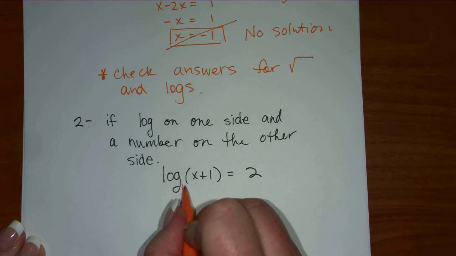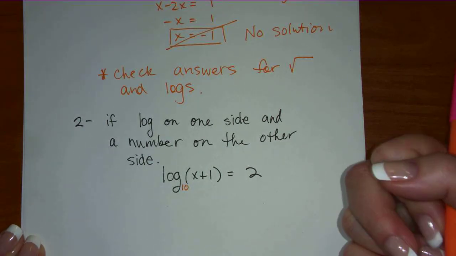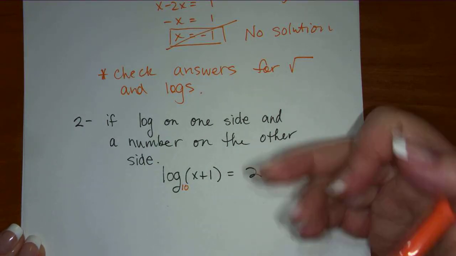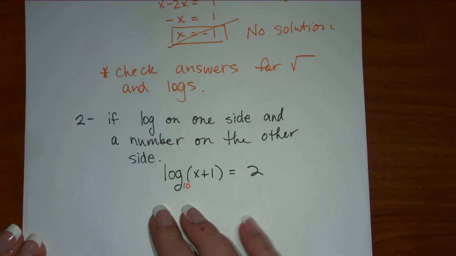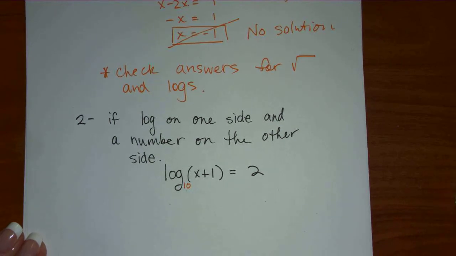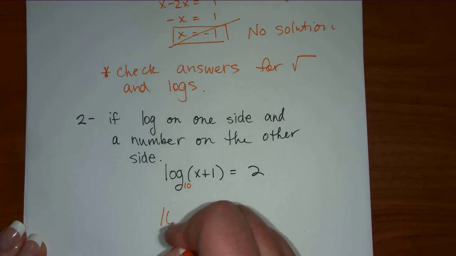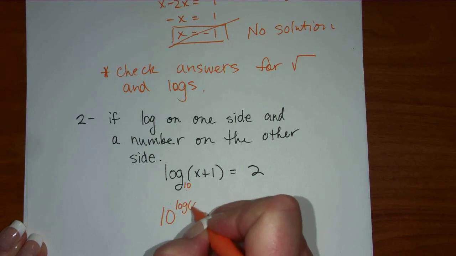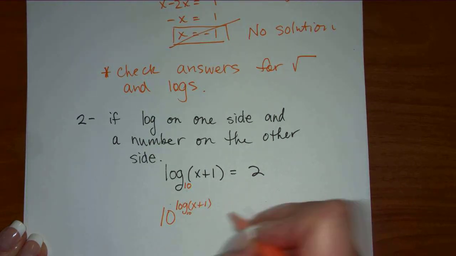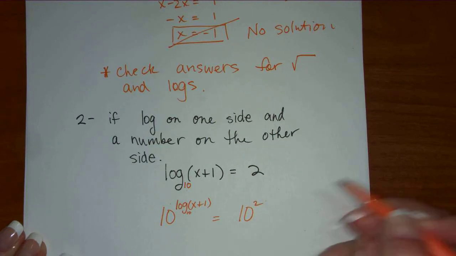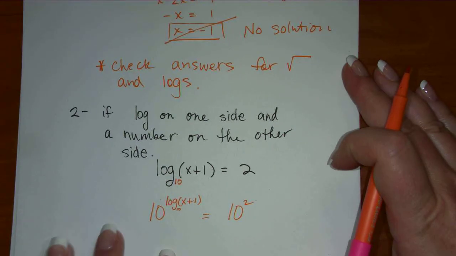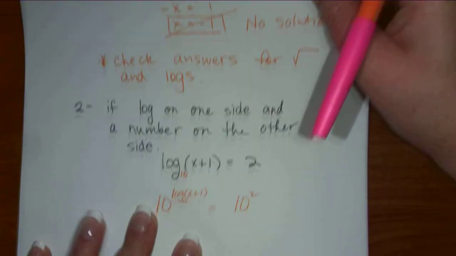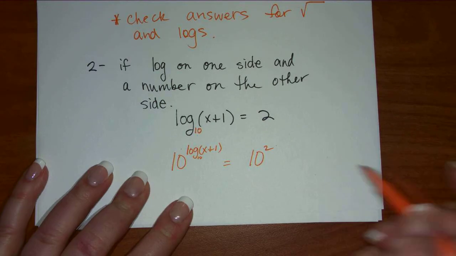How do you cancel out a log base 10? You use a 10. So you would say 10, and it's an exponent. You raise it up as the exponent, equals 10 to the 2. So you do that on both sides. These cancel, so you get x plus 1 equals 10 squared, which is what? 100.